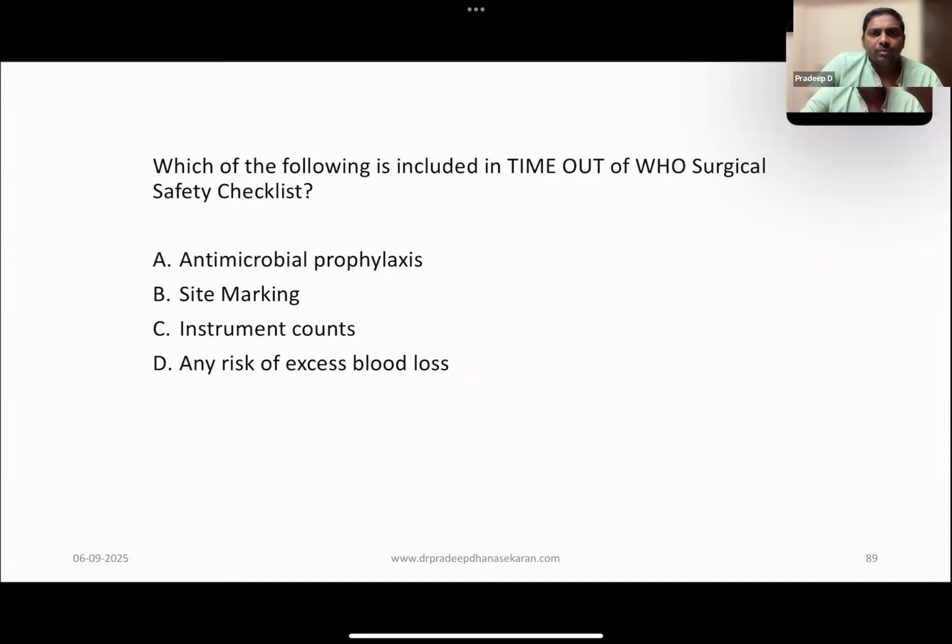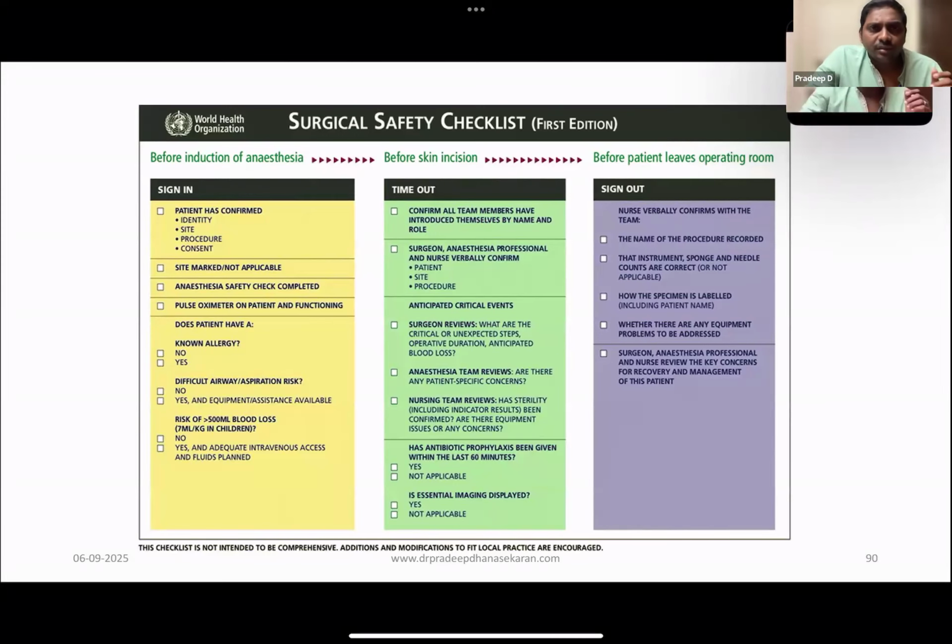During a timeout, that means before surgical incision, what all will you do? You check for antibiotic prophylaxis, that is true. Site marking, sign in. Instrument count, sign out. Any risk of excess blood loss, that is also during sign in. So this is the answer. This is the surgical safety checklist. During a timeout, you ask whether antibiotic prophylaxis was given within the last 60 minutes.